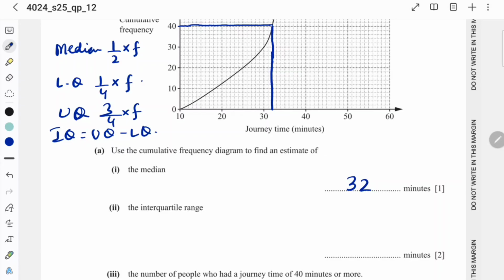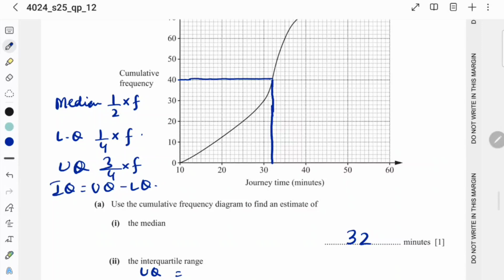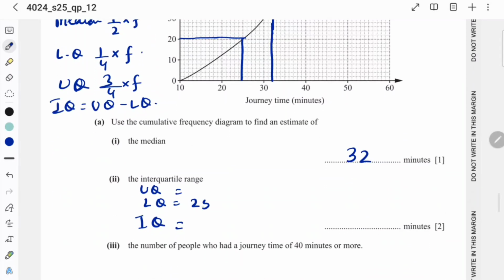Interquartile range means find out the upper quartile and the lower quartile, and subtract to get the interquartile range. Just see the lower quartile first. The quarter of 80 is 20, and half of 40 is also 20. So just come and check where it's intersecting. That is intersecting exactly at 25. So the lower quartile is 25.